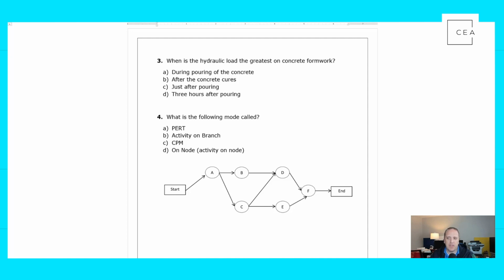So if you're thinking about that, think about what the hydraulic load is. Now, the answer to this is that it is just after pouring that your hydraulic load is the greatest. The highest hydraulic load always happens immediately after pouring. As concrete begins to set, it actually supports itself and reduces the force on the formwork. So loading during pouring doesn't have the volume behind it to cause the greatest load. It is immediately after pouring that causes the greatest loading.